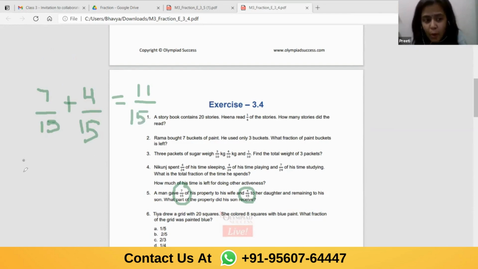Now, the whole of the property, complete whole property, can I write it as 15 by 15 because he is making 15 equal pieces of his property? Ishan, in how many equal pieces is the man dividing his property? 15 equal pieces because my denominator is 15, bacha. Are you getting me, Ishan?